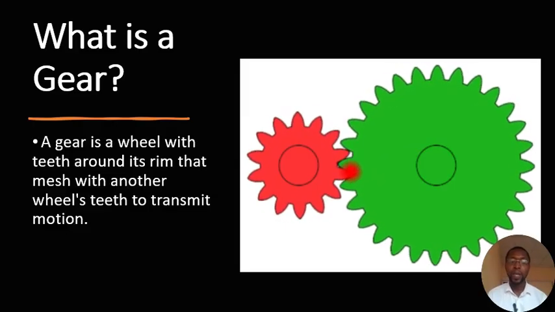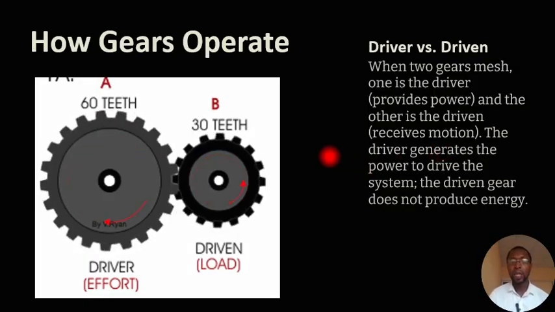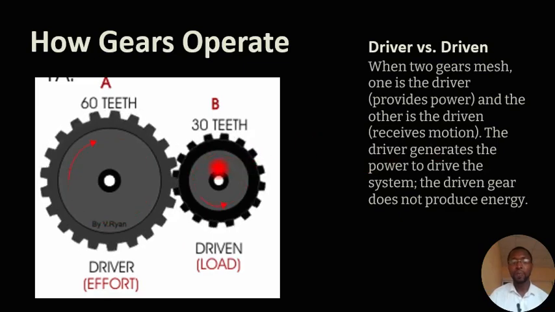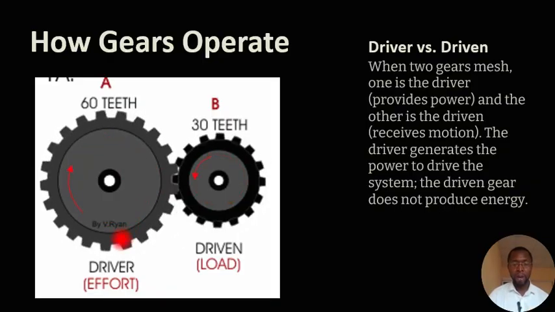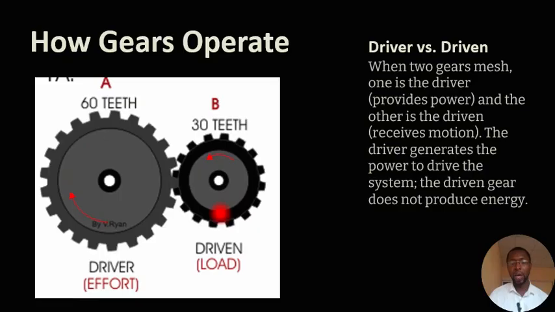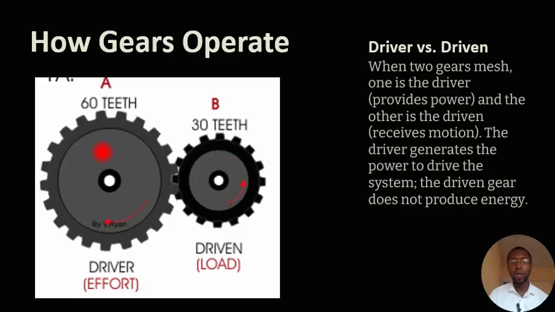All right, and this is how the gears we are talking about operate. There are actually two wheels in a gear. We have the driver gear and we have the driven gear. The driver gear is the one that provides the power to move the driven gear.